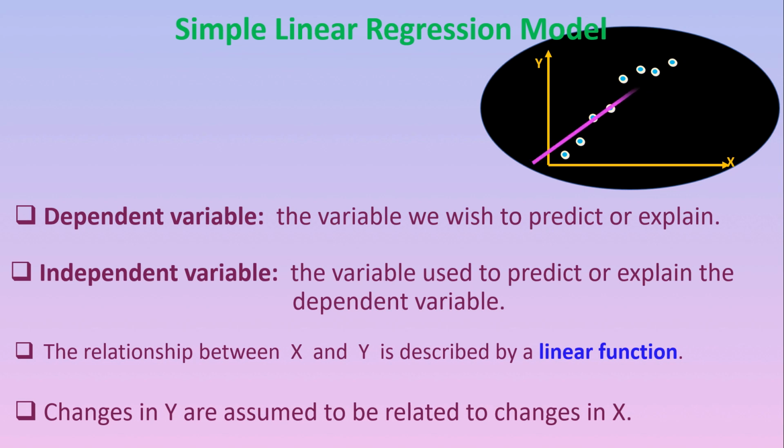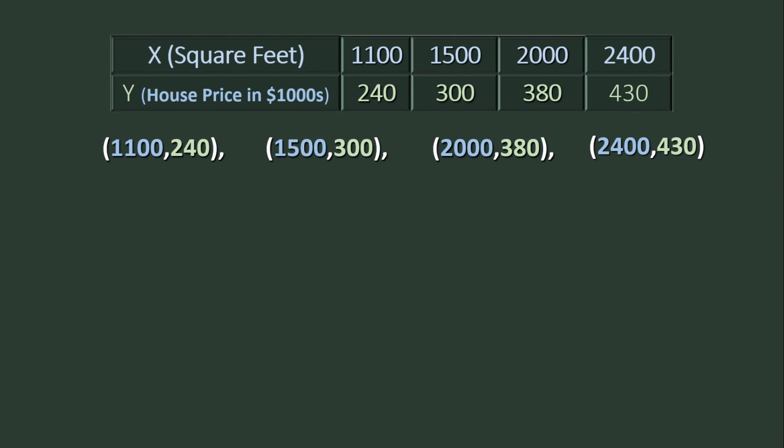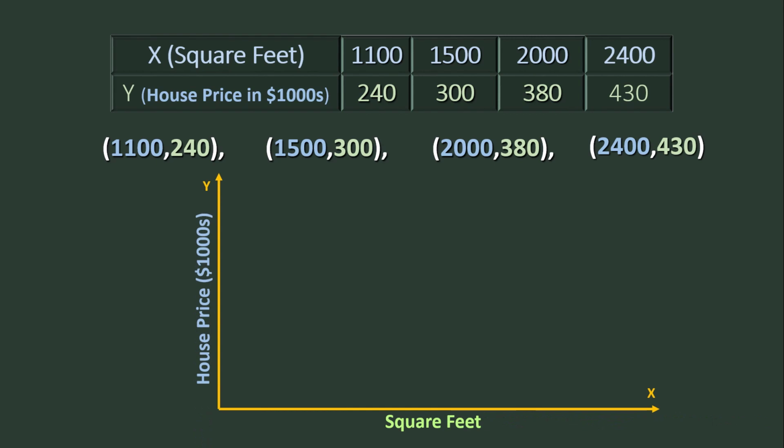Let me explain this concept using an example. Here we have 4 points. Then let me plot these points in an xy coordinate system. Here the dependent variable is house price and the independent variable is square feet, because house price depends on the square feet of the house or size of the house. Now let me plot these points on this coordinate system. Now you see the scatter plot for this example.